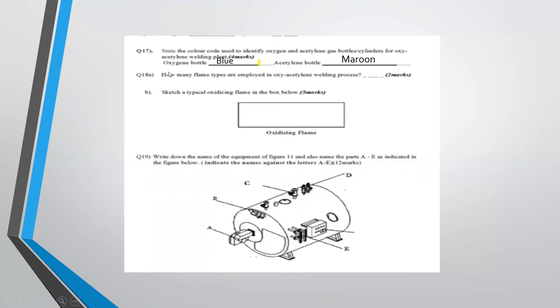The next question is, how many types of flames are employed in oxyacetylene welding? How many types of flame? Do you remember? Yes, we have three types of flame in oxyacetylene welding. Even if you forget these flames or their names, you can use the name of the type of welding to remember them. Oxy-acetylene welding. So the types of flame are oxidizing, you take it from the oxy, oxidizing flame, and carburizing, and we have the neutral flame, the three types of flame.